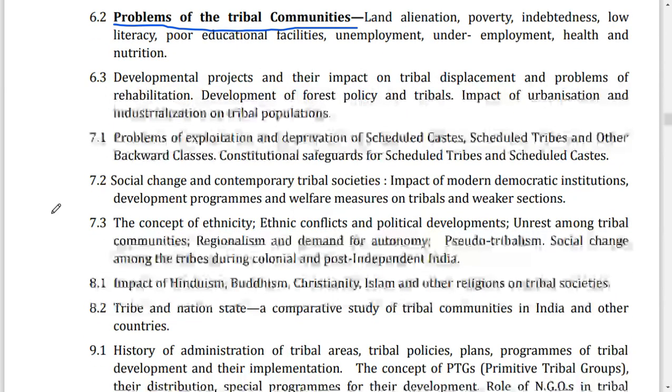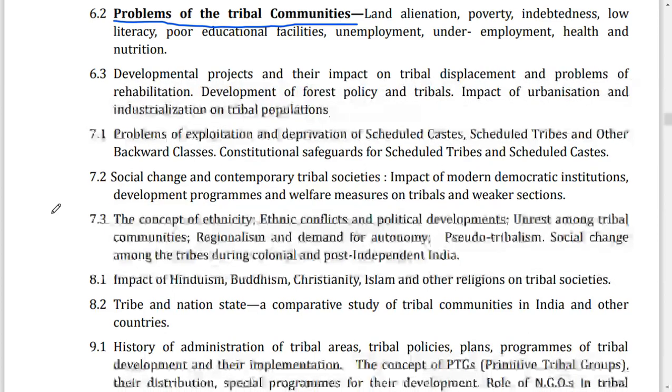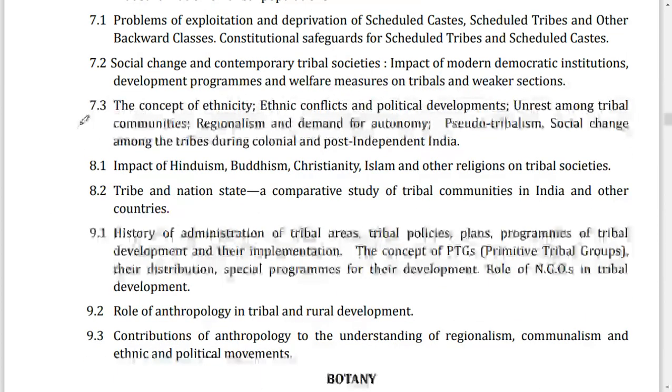Social change and contemporary tribal societies, impact of modern democratic institutions, development programs and welfare measures on tribal and weaker sections. The concept of ethnicity, ethnic conflicts and political developments, unrest among tribal communities, regionalism and demand for autonomy, pseudo-tribalism, social change among the tribes during colonial and post-independent India.